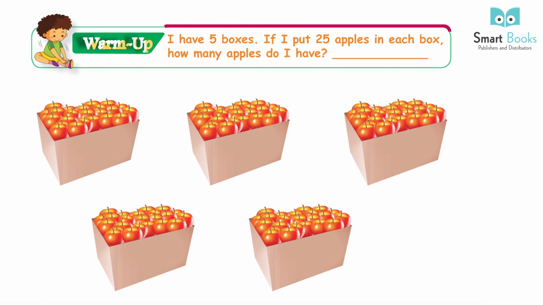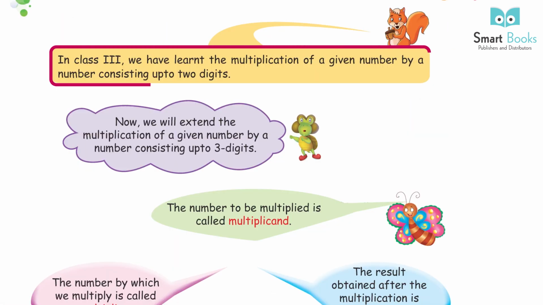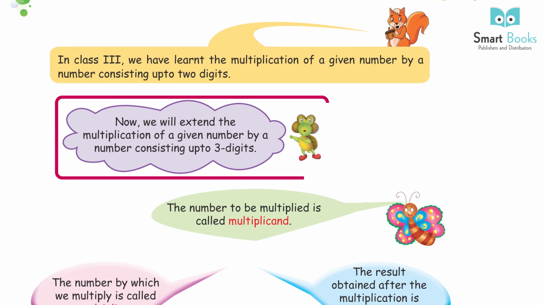Warm up. I have 5 boxes. If I put 25 apples in each box, how many apples do I have? In class 3rd, we have learned the multiplication of a given number by a number consisting of up to 2 digits. Now, we will expand that to the multiplication of a given number by a number consisting of up to 3 digits.